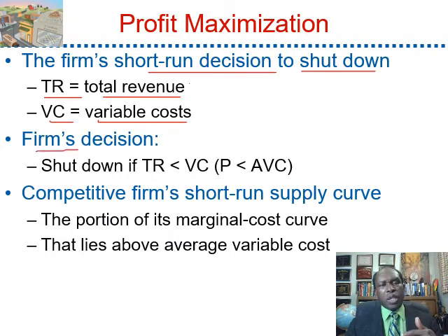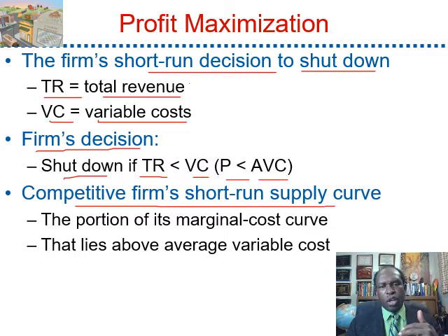So the firm will decide to shut down when total revenue is less than variable cost, or the price is less than average variable cost. In this case, the firm will be losing money. The loss will equal the fixed cost. So for the competitive firm, the short-term supply curve is the portion of its marginal cost curve that lies above the average variable cost.